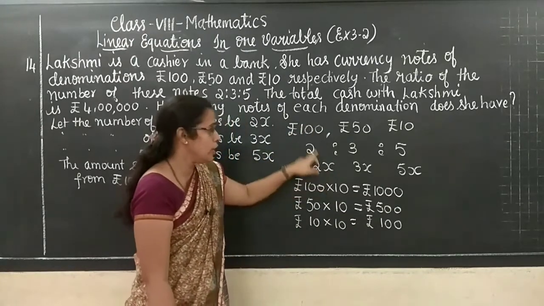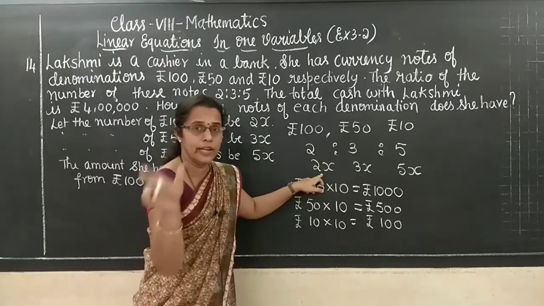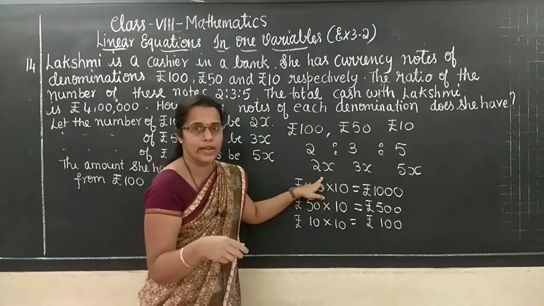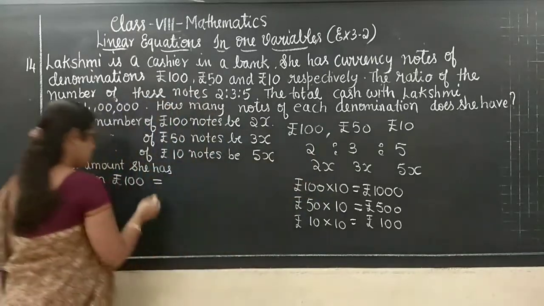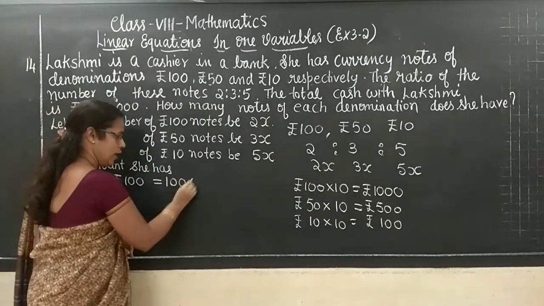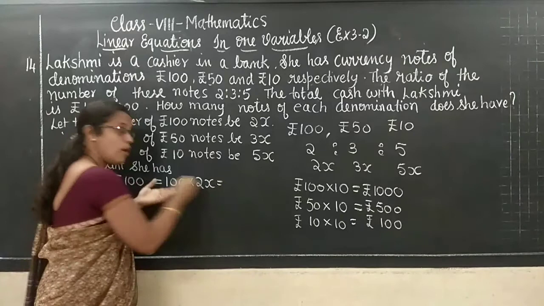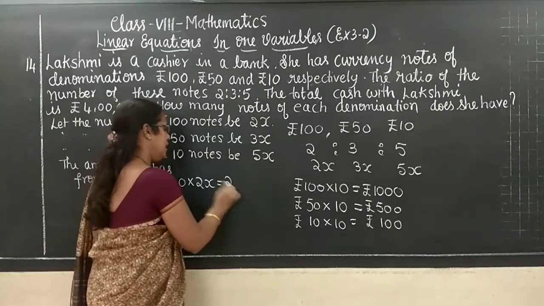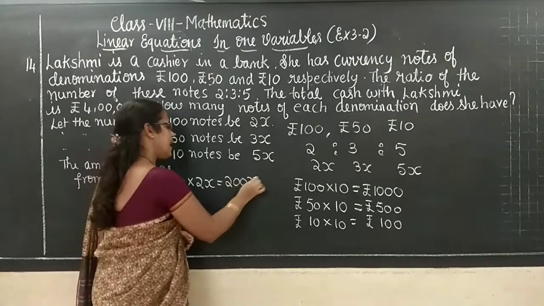Okay, children, it is not given in the form of 10, 20 like that. It is in the form of a ratio. So we can write 100 into 2x. It is in the form of amount. 100 into 2x is 200x.